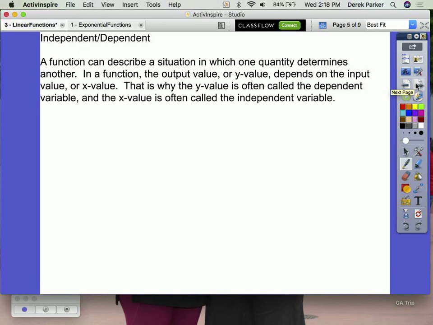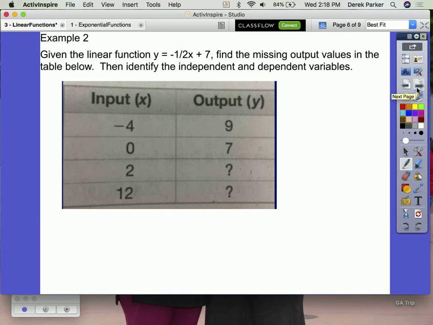A function can describe a situation in which one quantity determines another. In a function, the output value, or y, depends on the input, the x. That is why the y value is often called the dependent and the x is called the independent. Okay, so let's look at this table. Given the function y equals negative half x plus 7, find the missing output values in the table below.